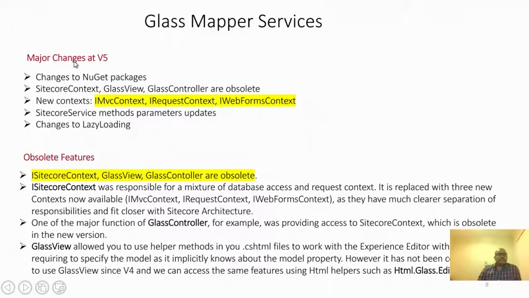There are some major changes in version 5 that I highlighted. As explained previously, there are changes in the NuGet packages because the version is added to each NuGet package, and three classes are obsolete in version 5: Sitecore context, Glass view, and Glass controller. They introduced new contexts like IMvcContext, request context, and web form context, and reduced a couple of site services methods, plus some changes in lazy loading. So we'll directly jump into the demo, and while doing the coding, I will cover all these topics.